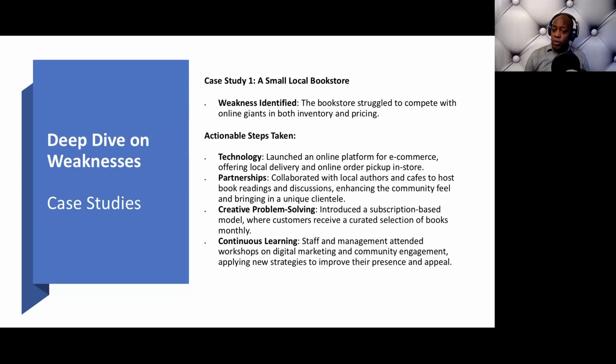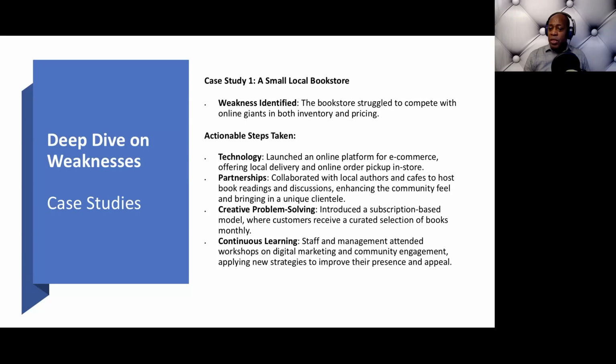They also partnered. So they did partnerships. They collaborated with local authors and cafes to host book readings and discussions. So now it's an experience. They're offering an experience that you're not going to get just from downloading a book onto your iPad or your tablet. And so they can now connect with that author, especially if that author moves them.